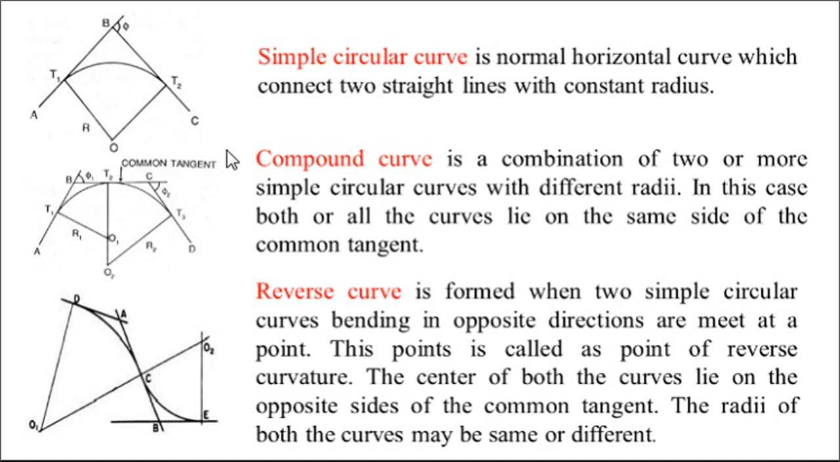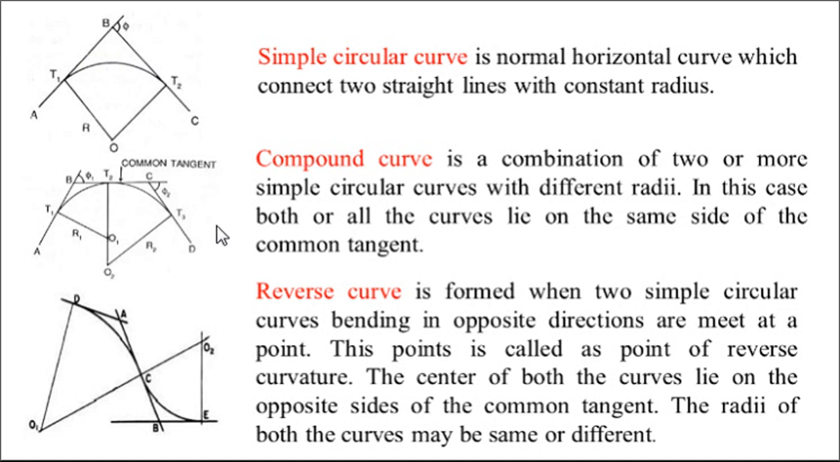Okay, so simple circular curve is a normal horizontal curve which connects two straight lines with a constant radius. So see, this is one straight, or we can say road, this is the other, and this is the intersection point. These two tangents, or two straights, are connected by this curve, and its radius is constant. So such a curve is called a simple circular curve.